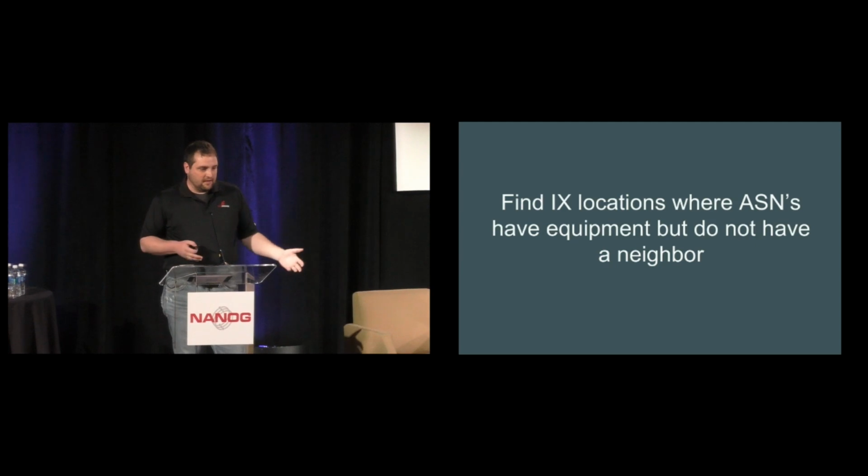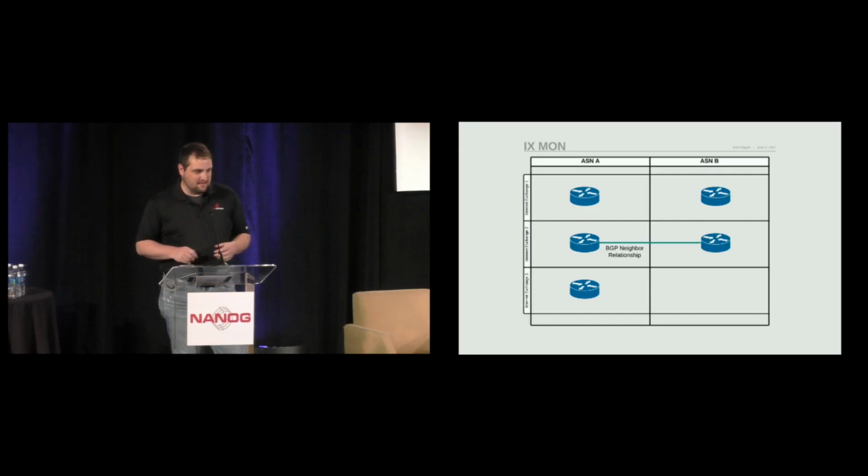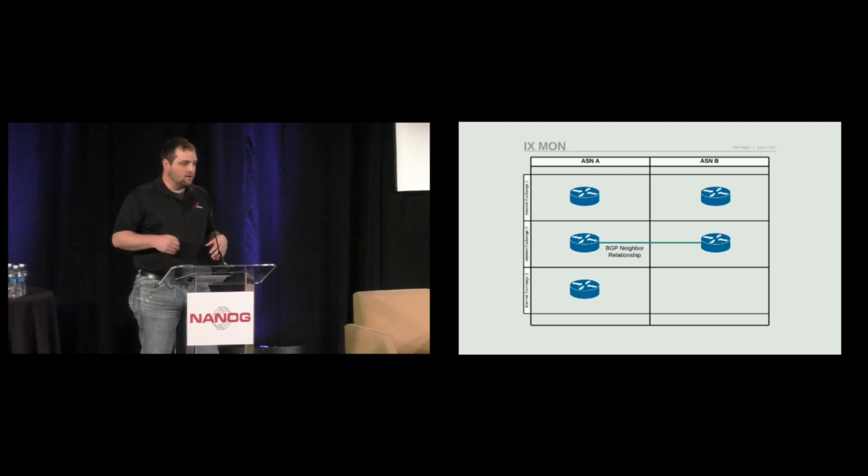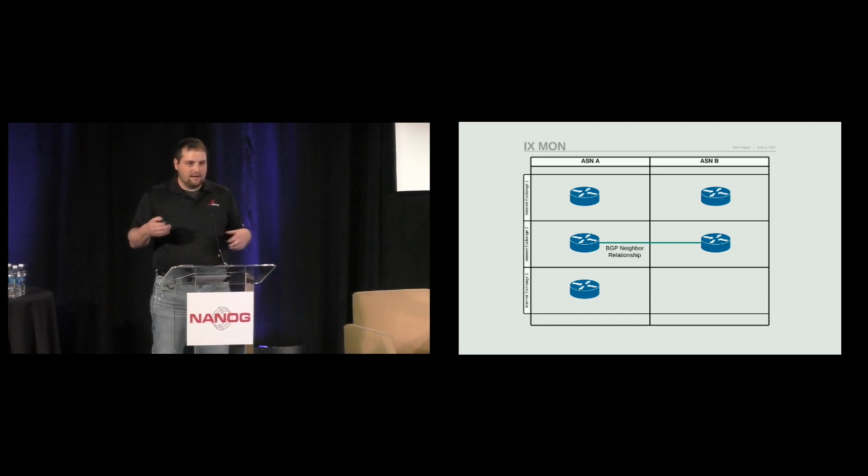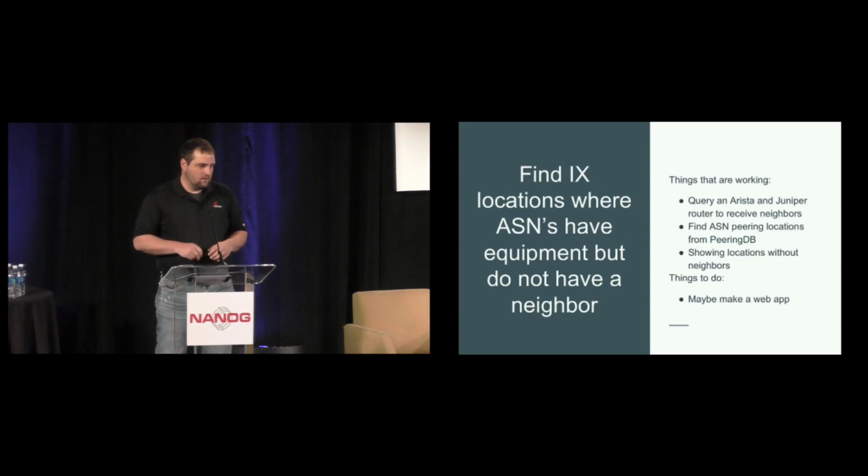So, finding other IX locations where ASNs have equipment. Let's take this example. You have Internet Exchange 1 at the top, where ASN A and ASN B both have a router, but they don't have a peering relationship, versus Internet Exchange 2 and Internet Exchange 3, where ASN A only has a router.